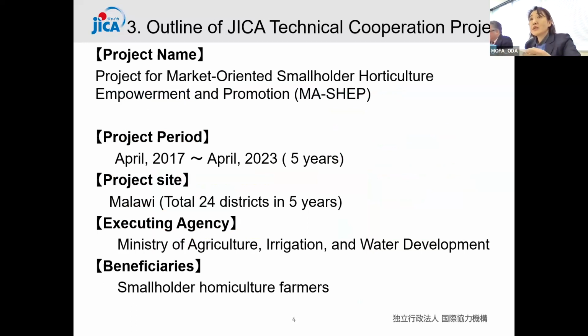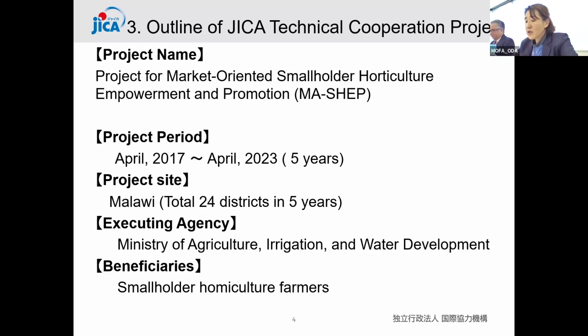Then I'd like to explain the outline of the technical cooperation. The project name is the Project for Market-Oriented Smallholder Horticulture Empowerment Promotion in Malawi. We call it Malawi SHEP. The project period is from April 2017 to April 2023, 5 years. The project site is a total of 24 districts in Malawi. The executing agency, our counterpart agency, is the Ministry of Agriculture, Irrigation, and Water Development.